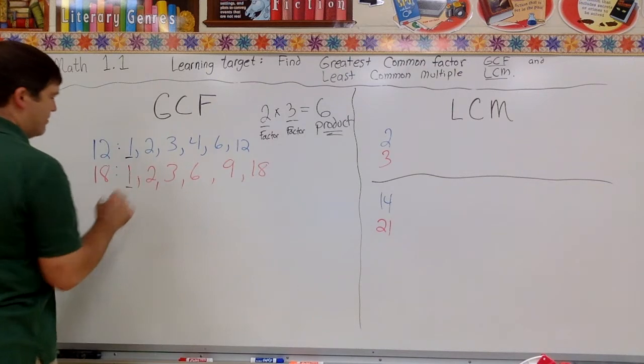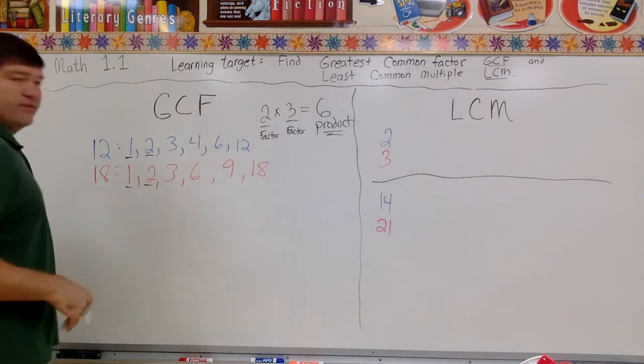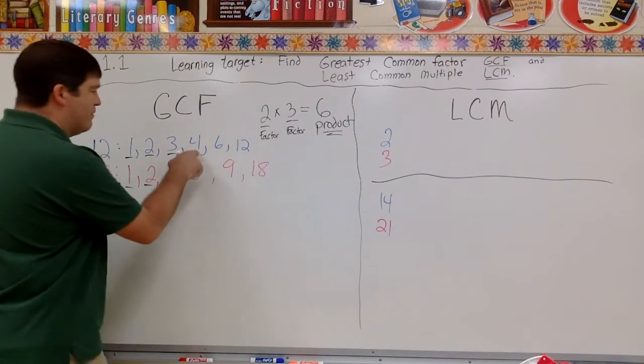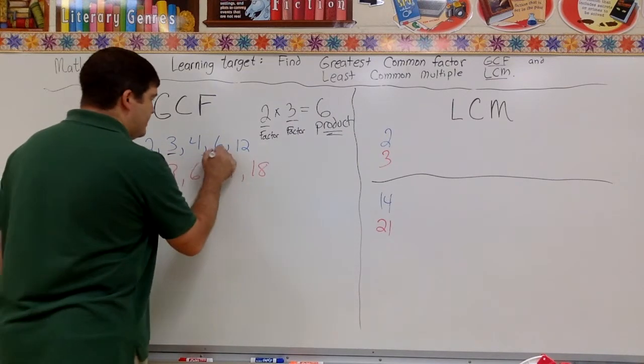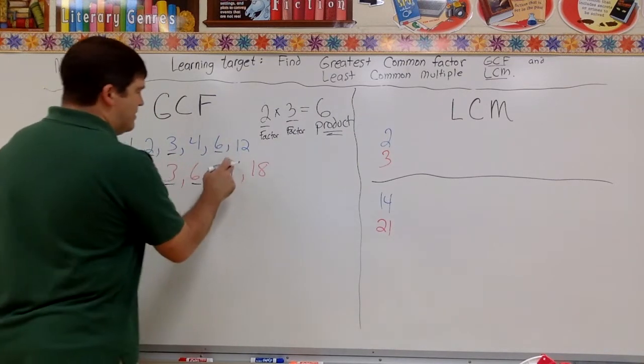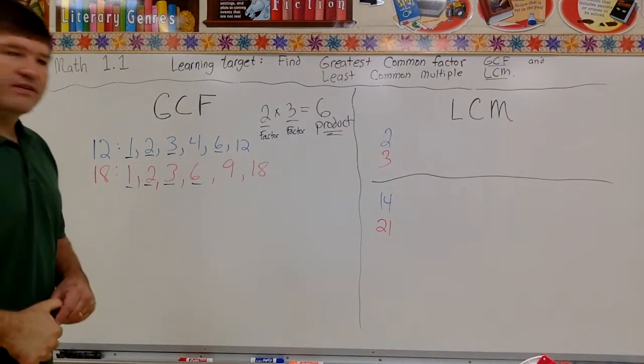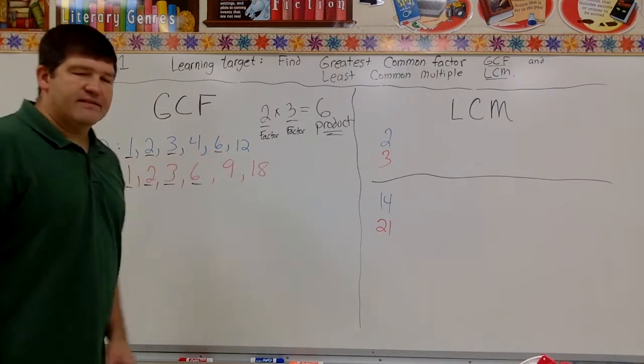1 is common with 1. 2 and 2, those are the same, that's common. 3 and 3, oh wow. 4 has nothing in common. 6 and 6, those are common. 9, no. 12, no. 18, no. Okay, so my common factors are 1, 2, 3, and 6.